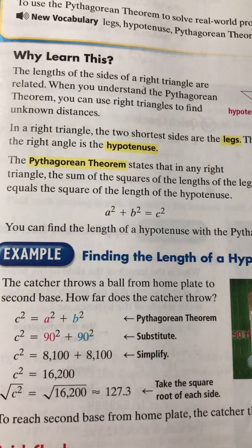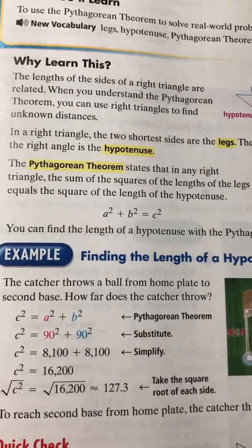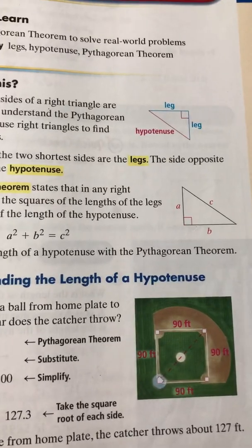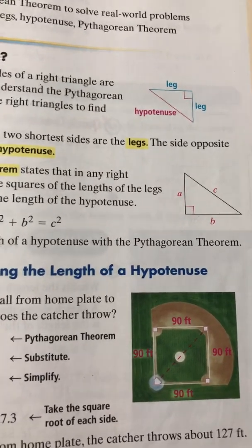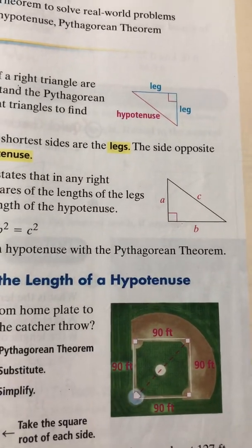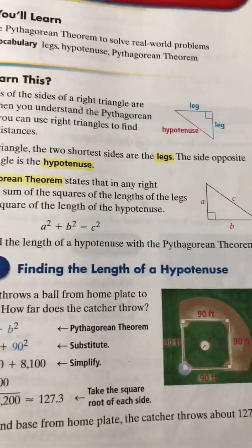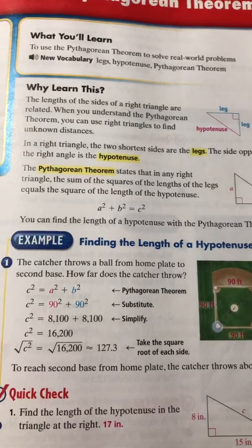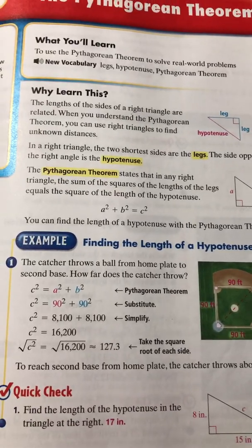And he came up with this formula. A squared plus B squared equals C squared. A is a leg, B is a leg, and C is the hypotenuse. And when each of those is squared, they will equal each other. How about that? And again, the legs are added.